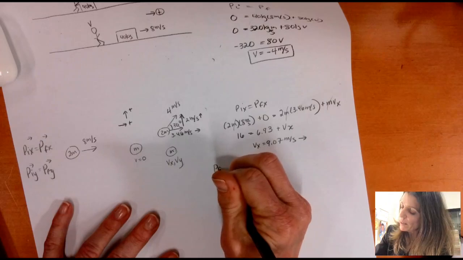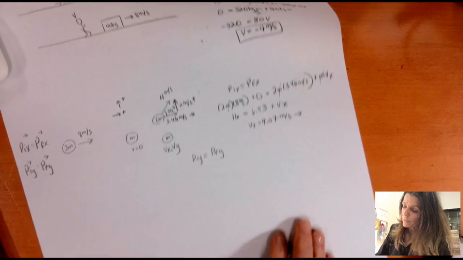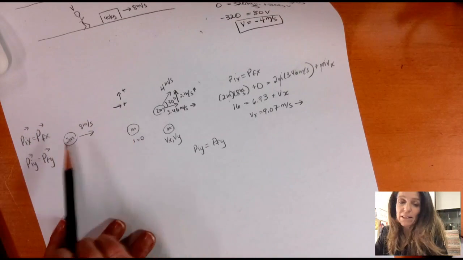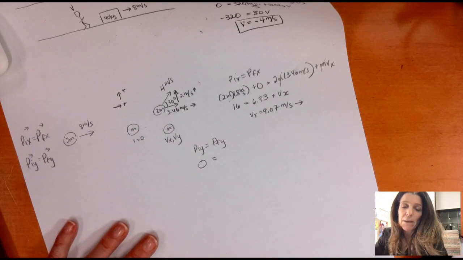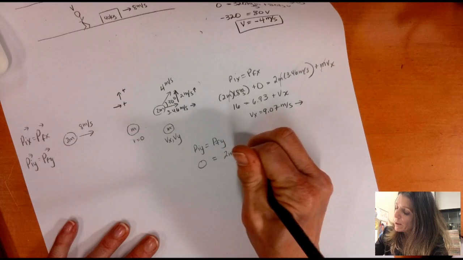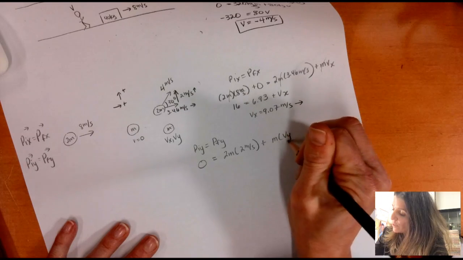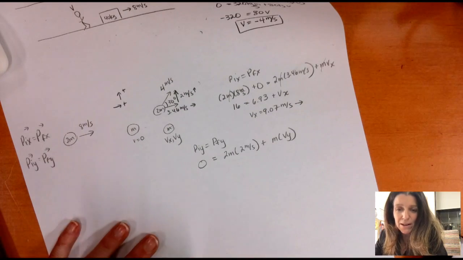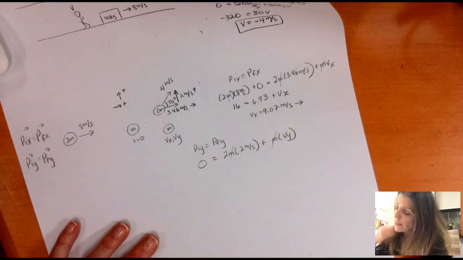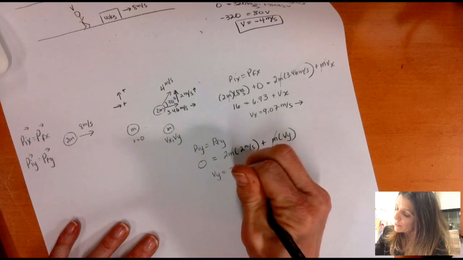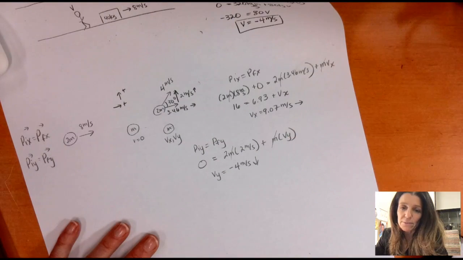Now let's do Piy equals Pfy. Well, Piy is easy to calculate because nothing's moving in the vertical direction initially, so my Piy is just 0. My Pfy is going to be 2m times 2 meters per second plus m times Vy, and again I know that's going to come out negative, but I'm not going to put the minus in here, I'm going to let it pop out that way. My m's are going to cancel, and I get Vy equals negative 4 meters per second, and again that's consistent with what I would expect this to go down.